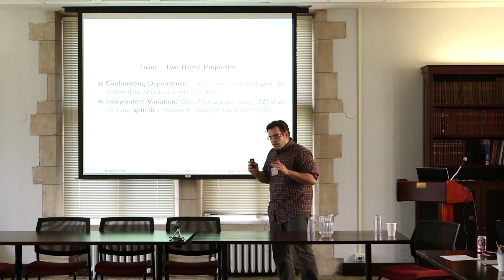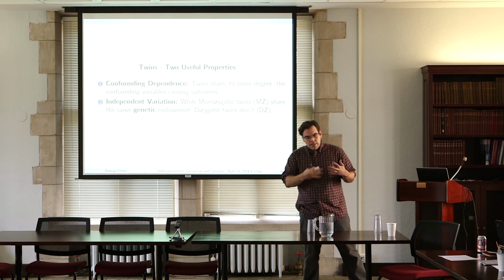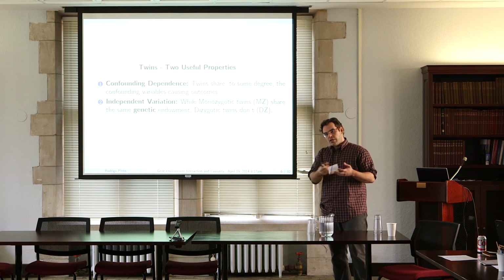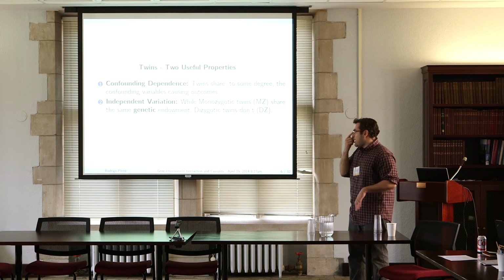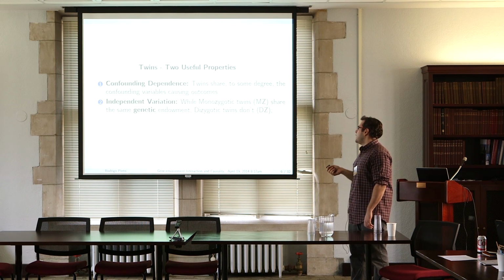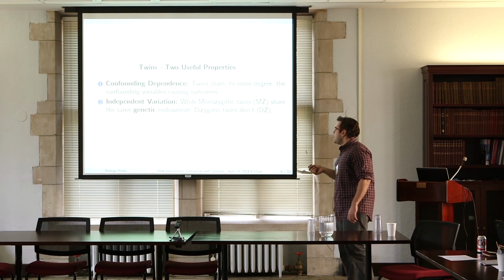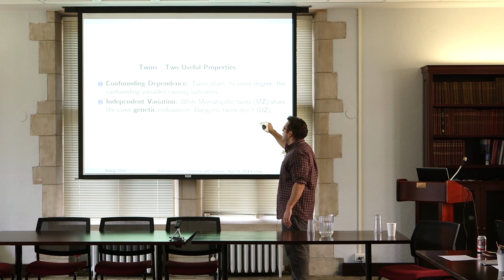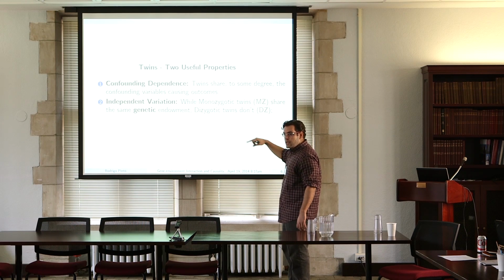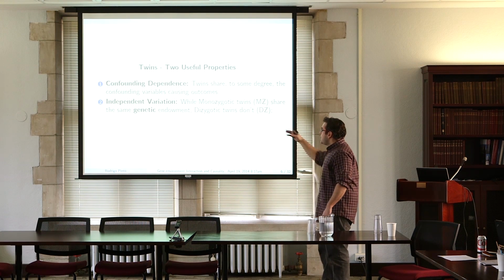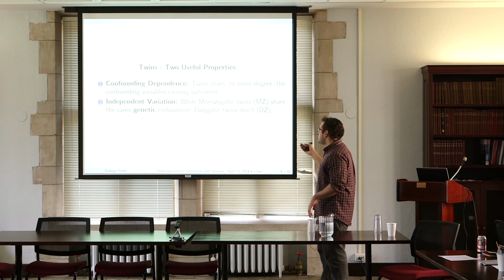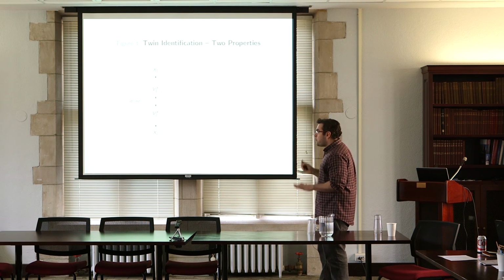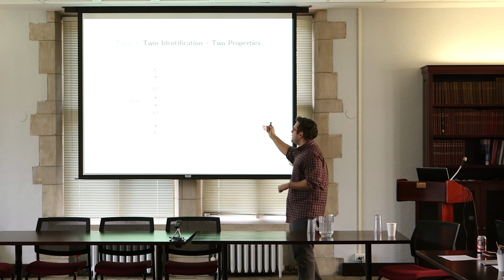But the idea was, at a very basic level, to try to understand what twin data is and extract some properties of the twin data so that I can create some identification criteria. And twin data, at the most basic level, has pretty much only two properties. First, twins share to some degree the confounding variable causing outcomes. This is the V that I put there. And then you have an independent variation: while monozygotic twins share the same genetic endowment, dizygotic twins don't. So we have very limited properties here.